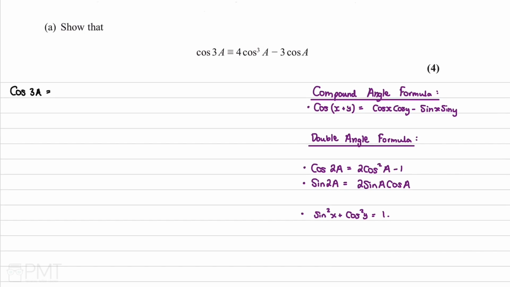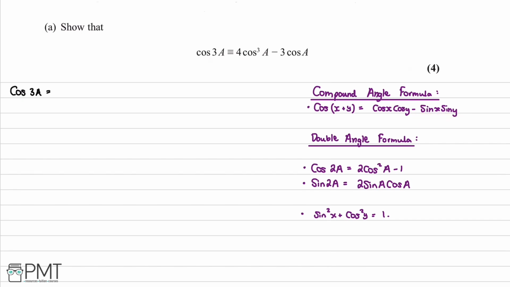So in this question, we're asked to show that cos 3a is equivalent to 4 cos cubed a minus 3 cos a. So we start off and we'll work from our cos 3a and try and get to this right-hand side. To begin with, we'll take a look at the compound angle formula. This tells us that cos of x plus y is going to be equal to cos x multiplied by cos y minus sin x multiplied by sin of y.